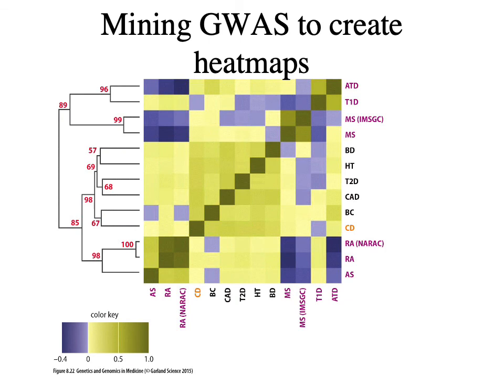Mining the GWAS to create heat maps. Heat maps that show correlations between different complex diseases according to genome-wide association studies are shown in this figure. Positive relationships between pairs of diseases are shown in the olive green colors. Negative relationships are shown in purple colors. The abbreviations on the vertical and horizontal axes denote diseases with an autoimmune component, shown in magenta, inflammatory disorders, orange, or other diseases in black.